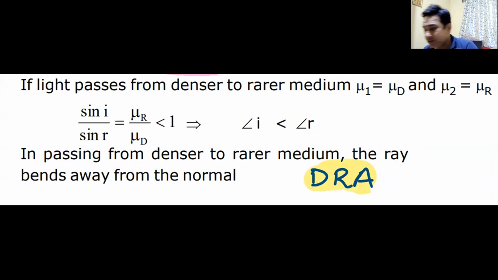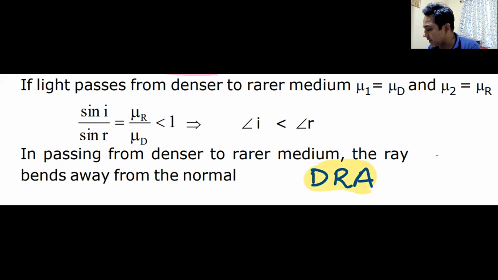I remember the first one, RDT. I don't know why I can't remember DRA, but you remember it as RDT or as DRA. It is one and the same thing. So when light goes from denser medium to rarer medium, the speed of light in the denser medium is less and in the rarer medium is more, and hence the light ray will bend away from the normal.